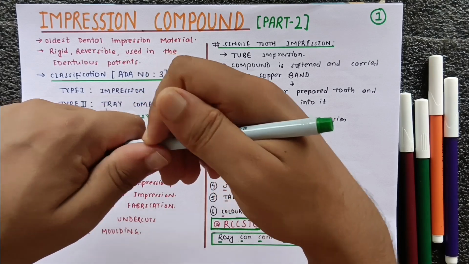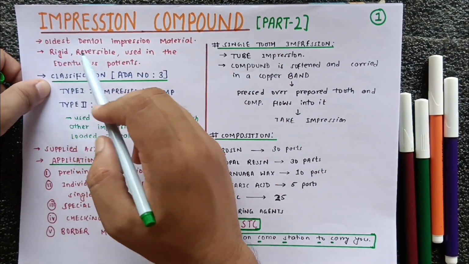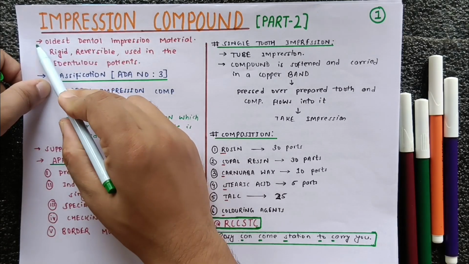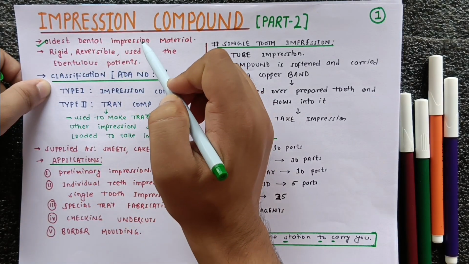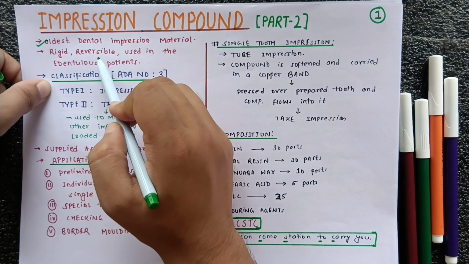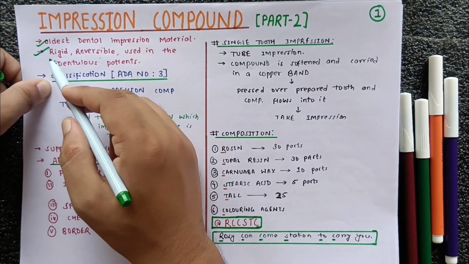So in the first point, as I have written here, impression compound is one of the oldest dental impression materials. It is rigid, reversible, and used in an edentulous patient.